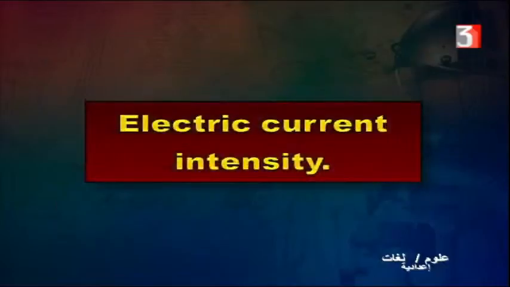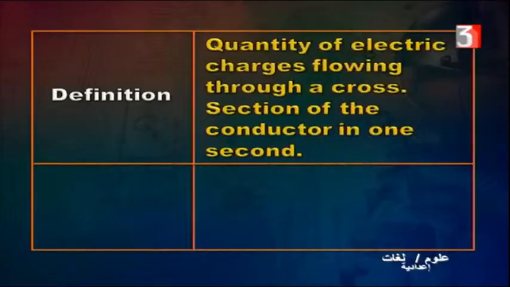Okay. Electric current intensity is the first physical property in our lesson. What's meant by electric current intensity? Definition: it's the quantity of electric charges flowing through the cross-section of a conductor in 1 second. So, the electric current intensity means the quantity of electric charges flowing in 1 second, or unit of time.